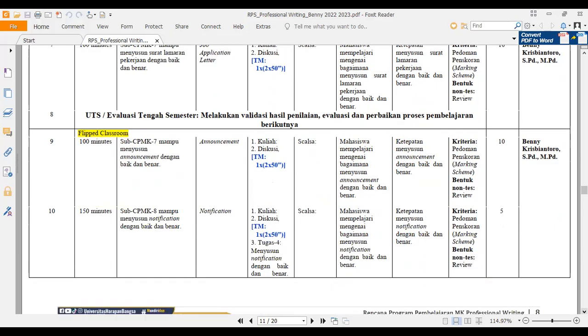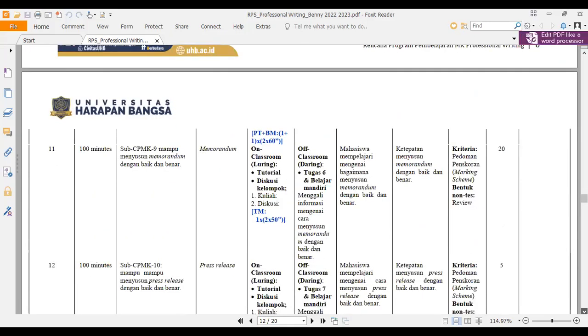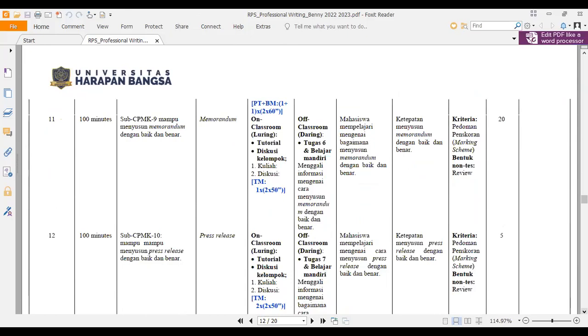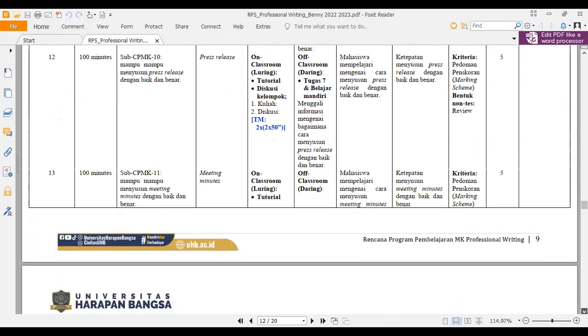In meeting 8, we're going to have midterm test. Meeting 9, we're going to create announcement writing. Meeting 10, notification will be the main focus. Meeting 11, we'll talk about how to write a memorandum. Press release will be in meeting 12. Meeting 13, meeting minutes. Of course, it's very essential for you if you're having a meeting and you have to be the meeting minute taker.